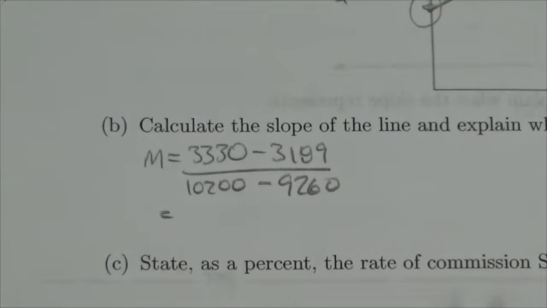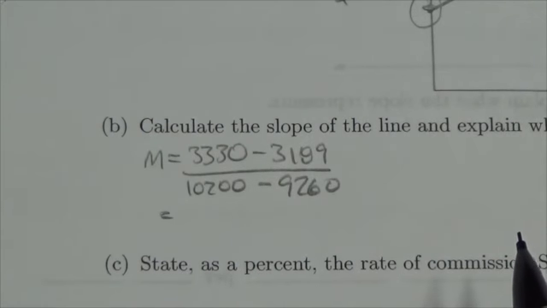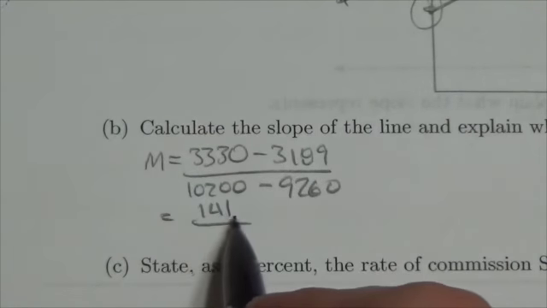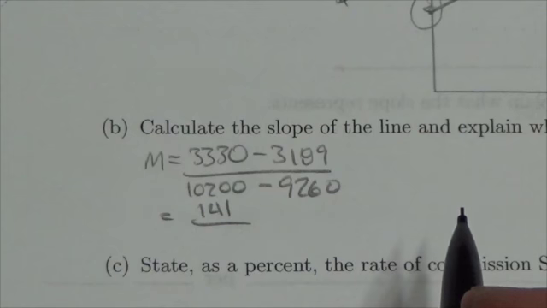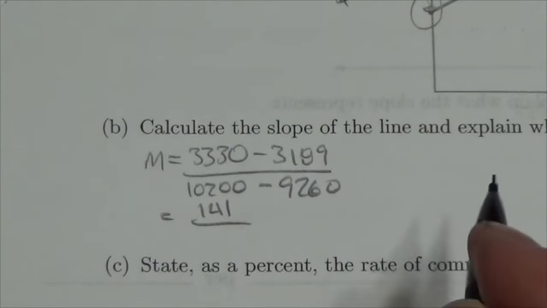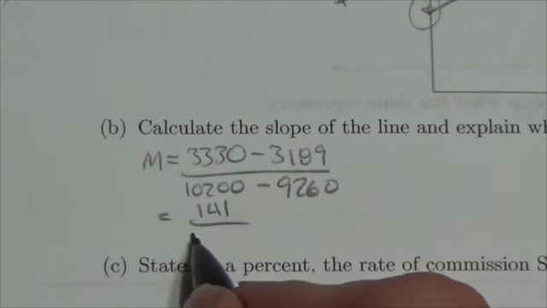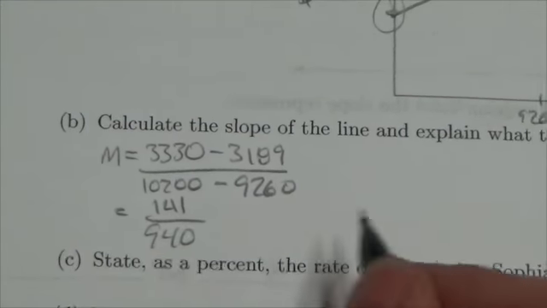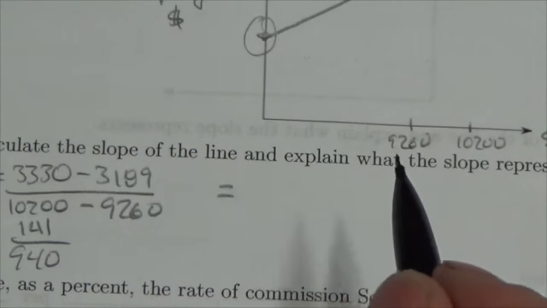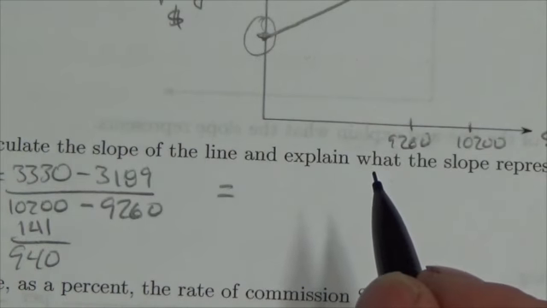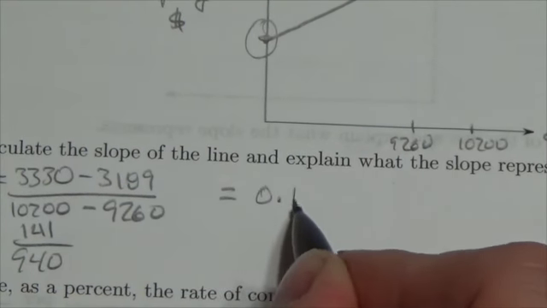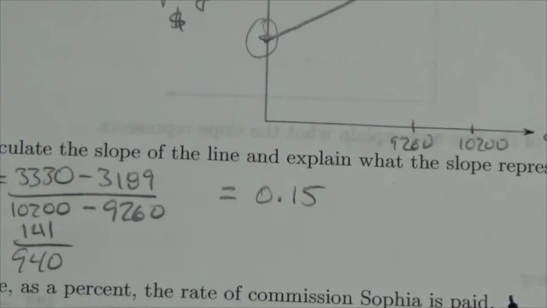I'll go to my trusty calculator so that I don't make any huge errors. The numerator will become 141, and the denominator is going to be 940. Now I'm going to put that as a decimal because I have a suspicion as to what this is representing. When I do that, the answer is not even approximately, it's exactly 0.15.